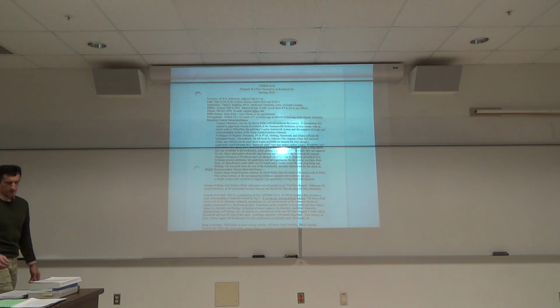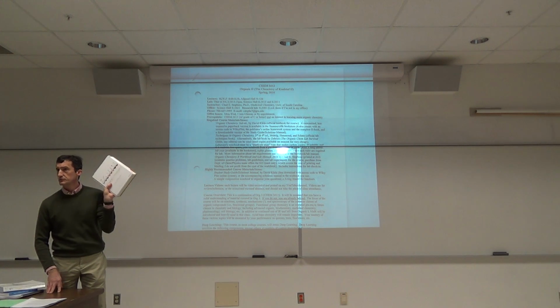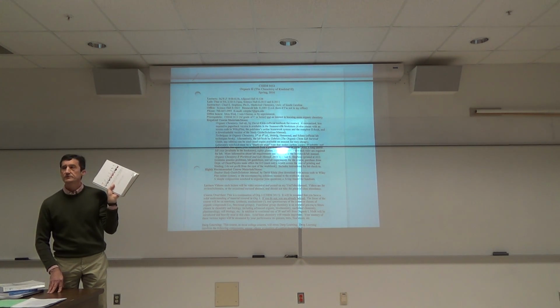In terms of textbooks, the official textbook is a book by Klein. This is a hardback. There's a paperback version in the bookstore. As I've mentioned in Organic 1, it is okay to use any textbook you want. Just about any organic textbook has the same topics. You can use the index to find what we're covering. So if you want to save a little money, I understand that. But this is the official textbook of the course.